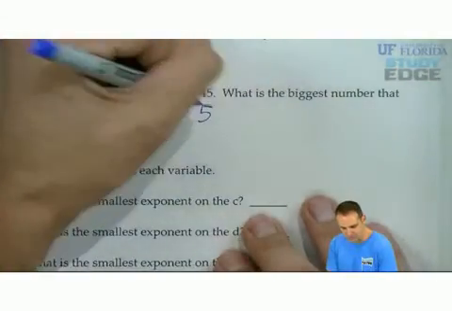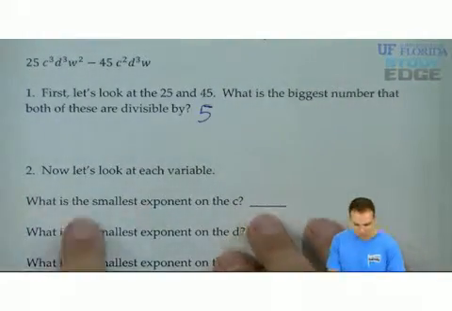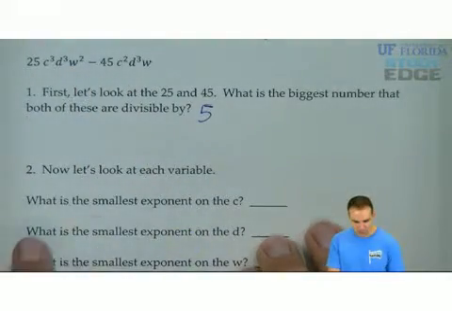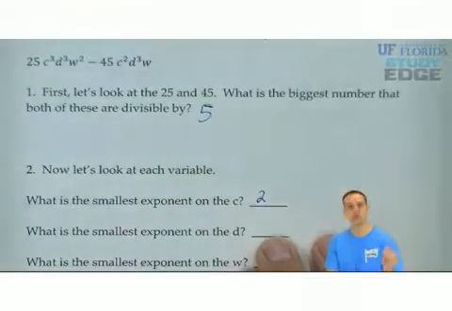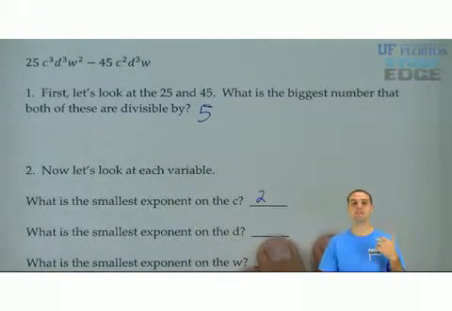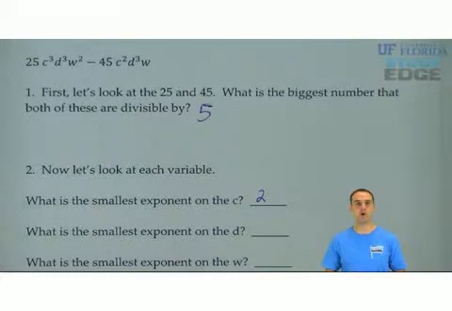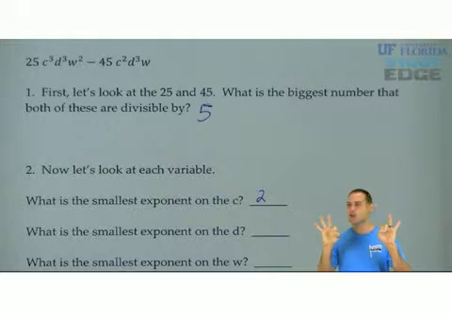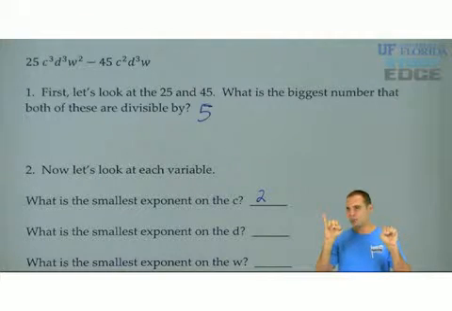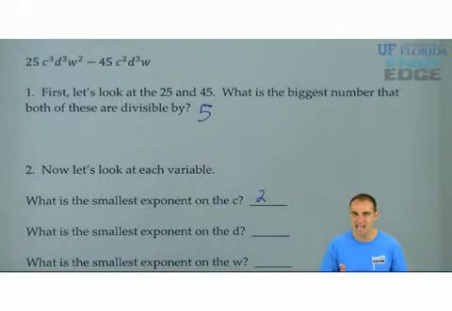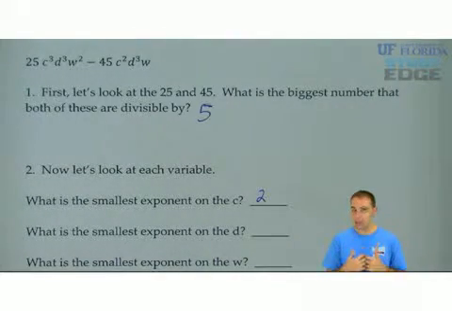Now let's look at the actual variables. With c, I see c to the third and c to the second. I can go ahead and take out 2, the smaller of the 2 powers. Again, we're taking the smaller of the 2 powers because that's the most they have in common. If one of them has 3 and the other has 2, that means I can take 2 away from each of them and there'll be 1 left on one of them, but that's the most. The most I can take out is the smaller of the powers.